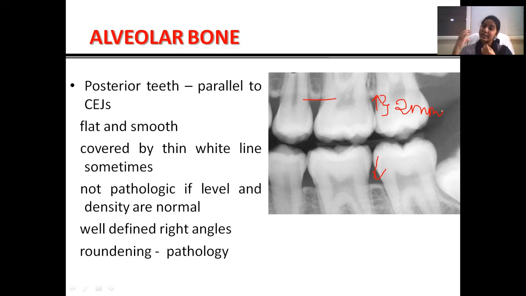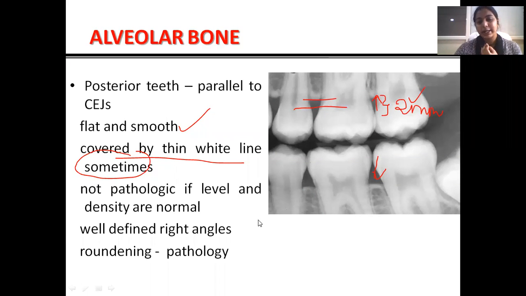We are taking this height from the cemento-enamel junction, and the alveolar crest is parallel to the line joining the two cemento-enamel junctions. In posterior teeth, it is flat and smooth. It is covered by a thin white line only sometimes. Even if this white line is not present, it is not pathologic. If the white line is not present, you need to consider the level and the density of the alveolar bone. What is the level? We have already seen that the level is 0.5 to 2 mm below the cemento-enamel junction. If this level is normal and the density of the bone is normal, then it is not pathologic.